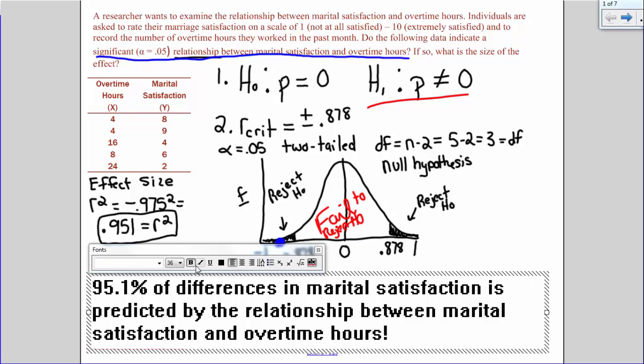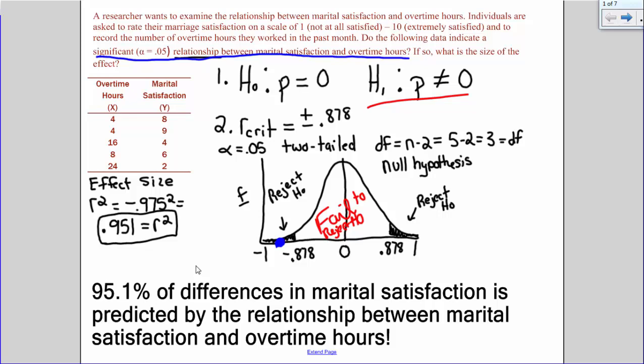If we drew this as like a pie chart, because I like to think of R squared as a pie chart, this would represent all the differences in our supposed dependent variable, marital satisfaction. Almost the entire pie, all but this little teeny chunk, is predicted by our independent variable here.